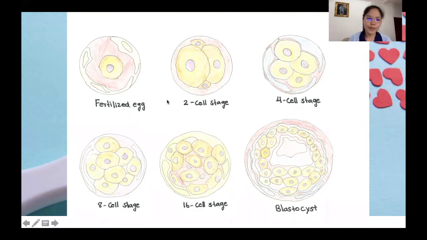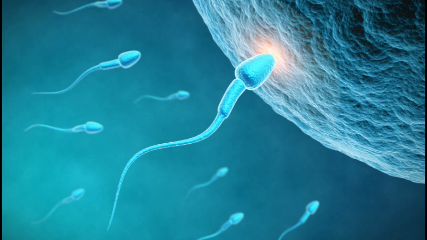So here is the first picture. As you see, it looks like a ball. The first one here, we call fertilized egg. Let me explain what the fertilized egg is. Fertilization happens when the sperm cell successfully meets with the egg cell in the fallopian tube.